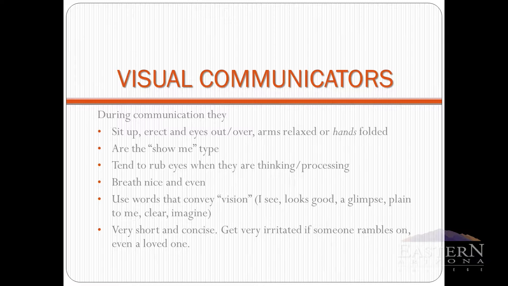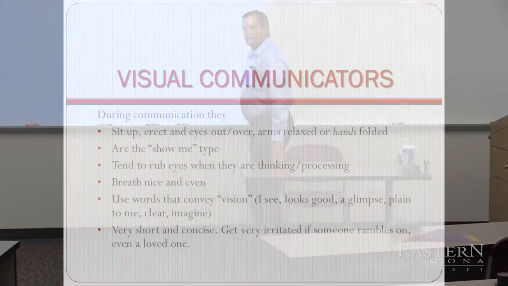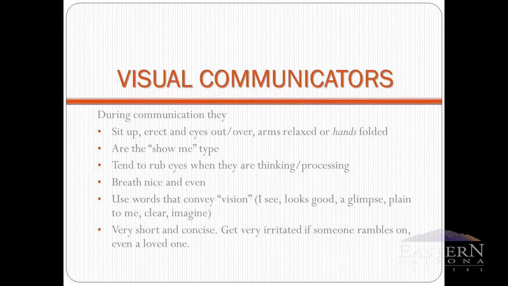Visual communicators, typically, if they're standing or sitting, are upright and erect. If they're sitting, they're going to be sitting up like this. Eyes are forward. Usually if they're talking to a group, they're going to be looking a little bit over their heads. They may have their hands folded, but their arms are typically a little bit open like this. Okay, that's visual people. They are the show-me type. They want you to show them how to do something, how to accomplish something. They like that. They like the statistics and the facts, those things that just make it very clear.